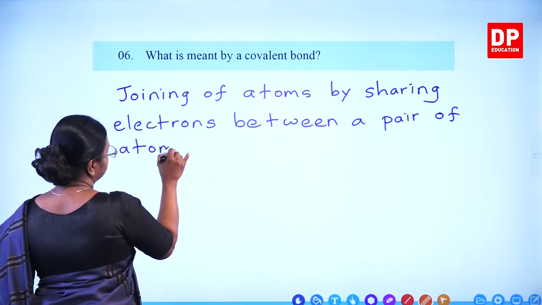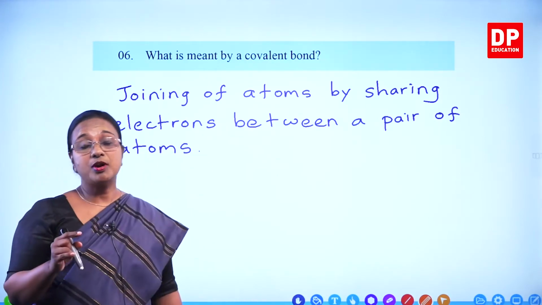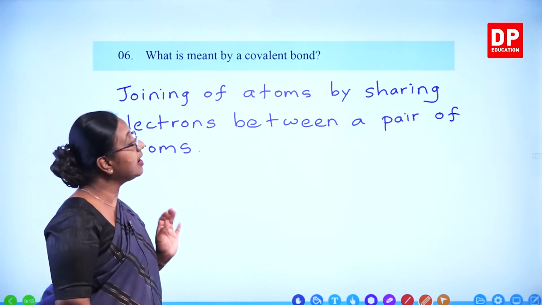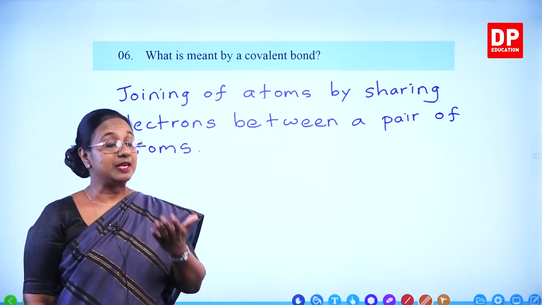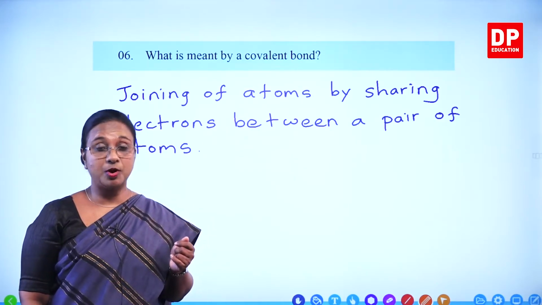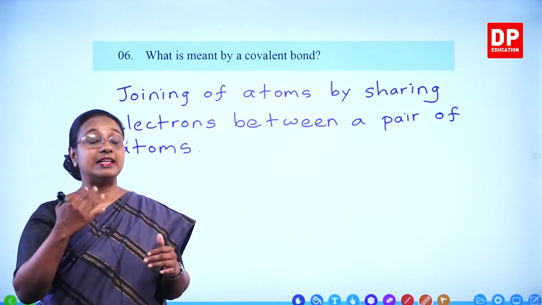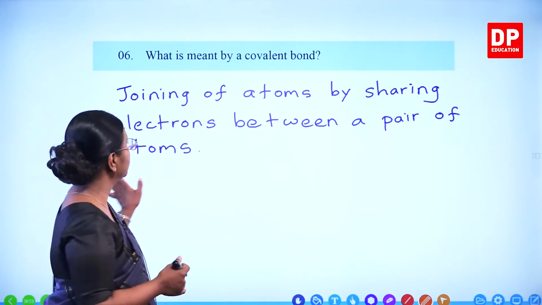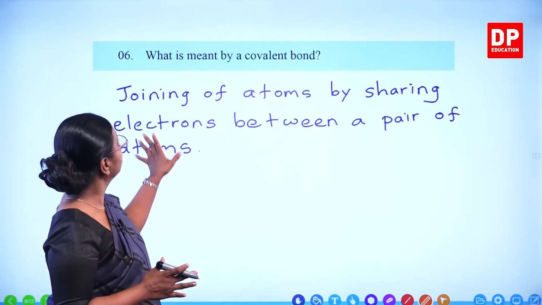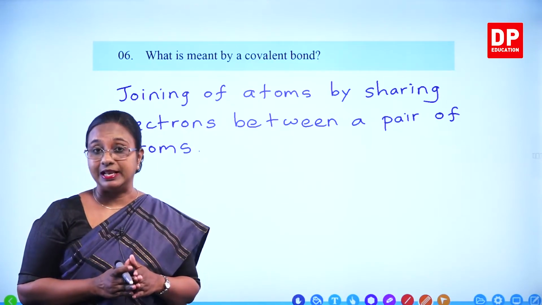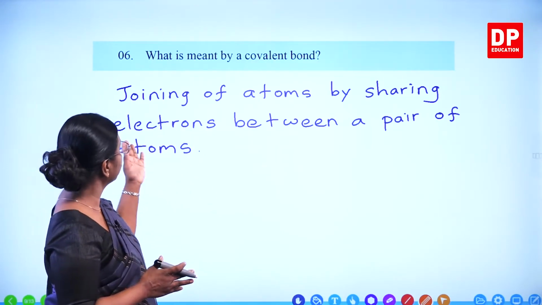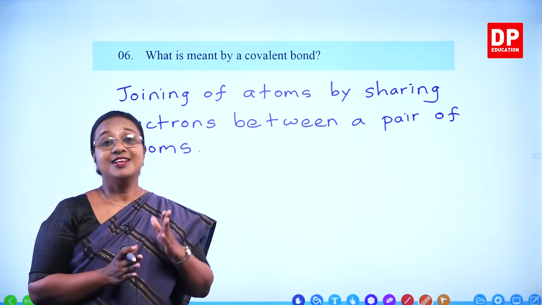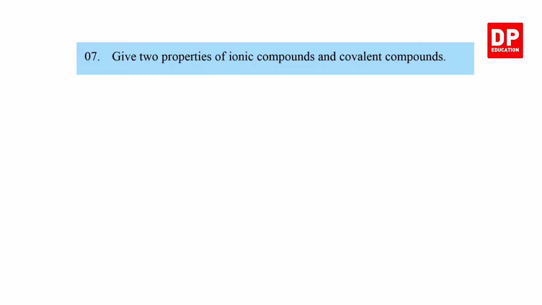atoms. So always when a covalent bond forms, there are 2 atoms, a pair of atoms, and between them there are electrons being shared. So it can be a single bond, double bond, or a triple bond. But when they share the electrons, that is sharing the valency. That is why we give the name covalent bond. So sharing of electrons has to be there. So this is how you explain what a covalent bond is. Joining of atoms by sharing electrons between a pair of atoms. Is that okay, students? So then I will move on to the next question.